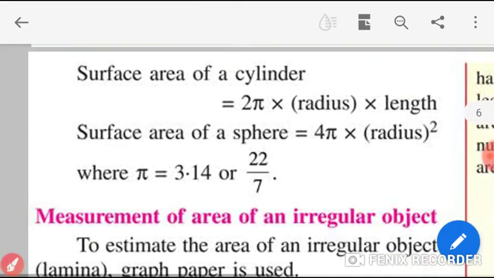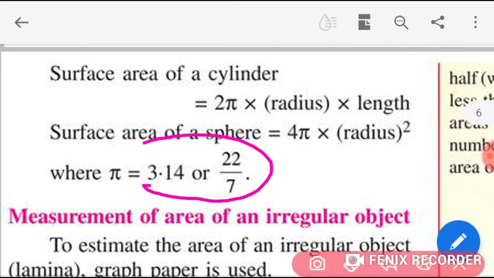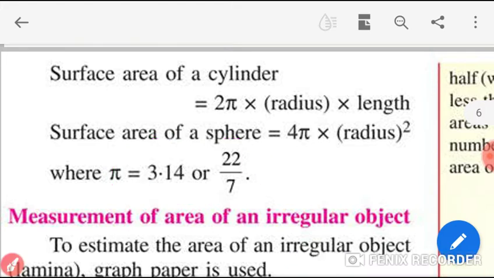So, surface area of a cylinder is what? 2 pi r into L. Surface area of a sphere is what? 4 pi r square. Here it is written that pi we have taken as 3.14 or 22 by 7.